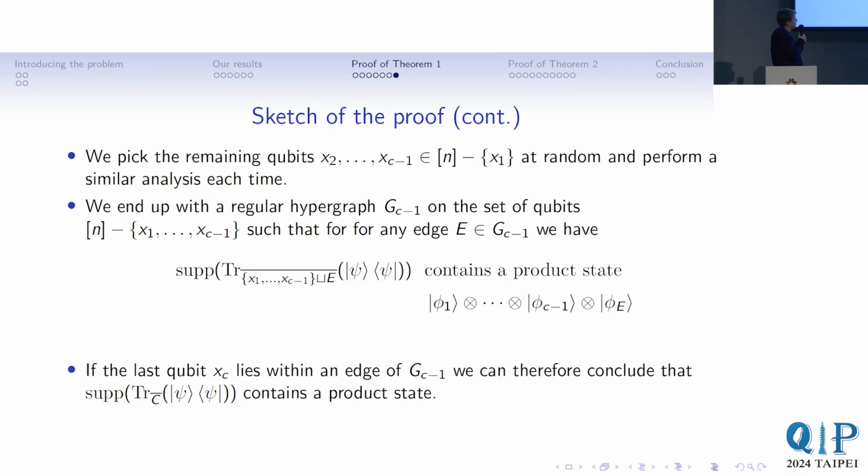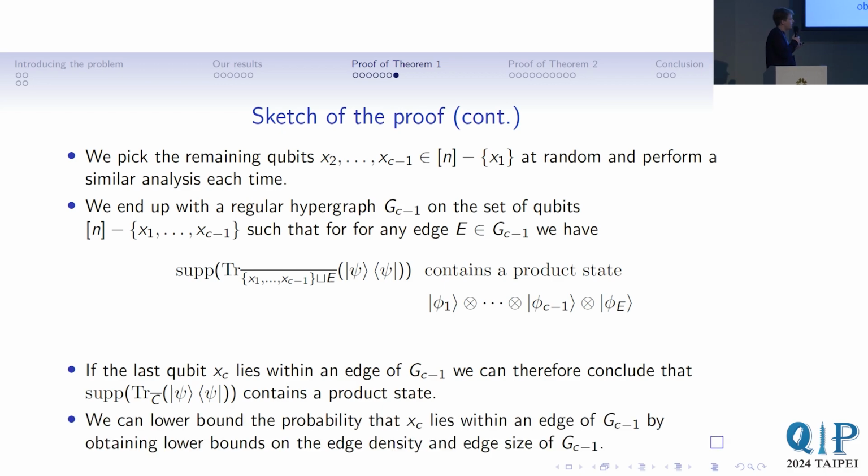And so looking at this hypergraph, you can conclude that if you pick the last qubit xc and it lies within an edge of this hypergraph, then this support here contains a product state. And so you can lower bound this probability by lower bounding the edge density and edge size of this hypergraph. So that's the way we prove theorem 1. So that's theorem 1. And then on to theorem 2.